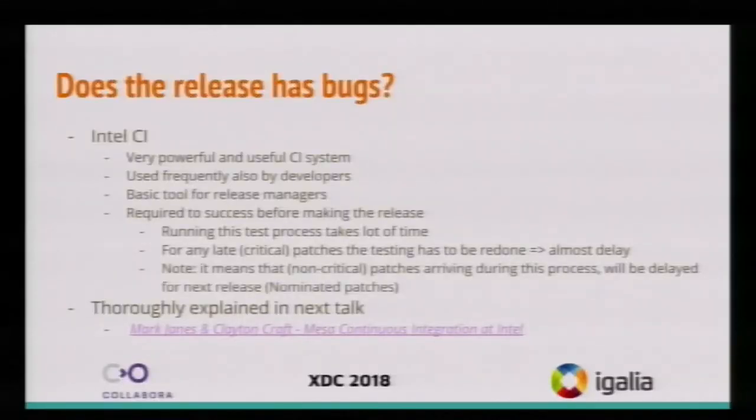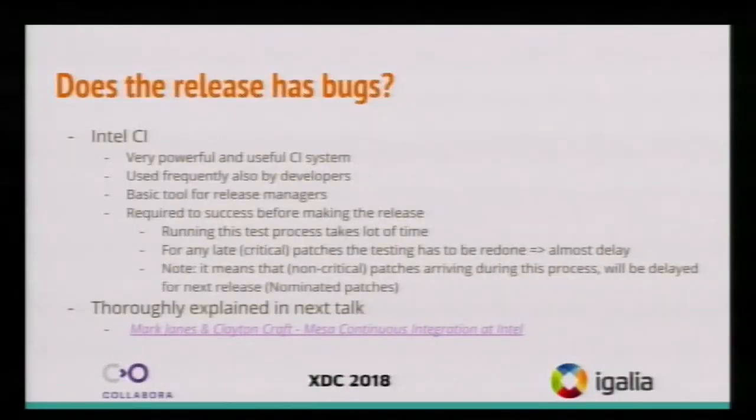Thing is that basically we are using the Intel CI system for Mesa. I'm not going to go into details here because there is a nice talk later by Mark and Clayton, but just to mention that it is a very, very powerful and very useful CI system, and it is used not only by release managers, but also by developers. You use it a lot. It's a basic tool that for us is a must to pass. Thing is that running this Intel CI takes a lot of time. It uses a lot of hardware and resources.